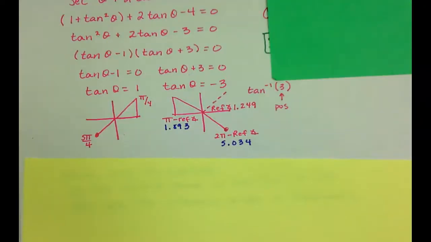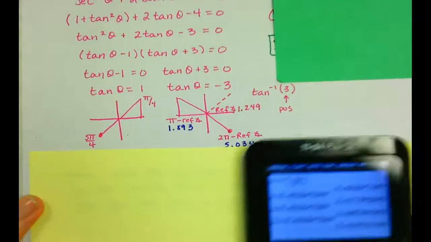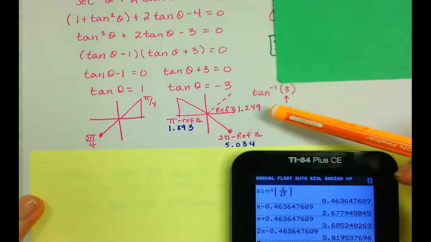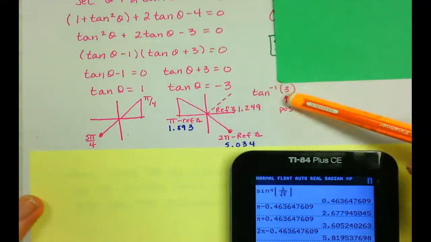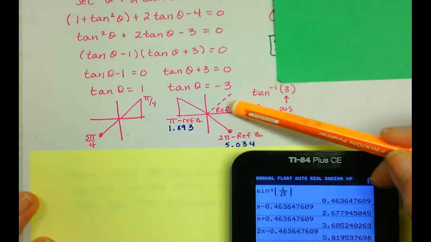So to get my actual values, I'm going to take my handy dandy calculator and I am going to find the arc. So I'm going to use tan to the -1 of 3. And remember, we're going to use the positive value, because if we use the positive value, that's always going to give us a reference angle in quadrant 1.